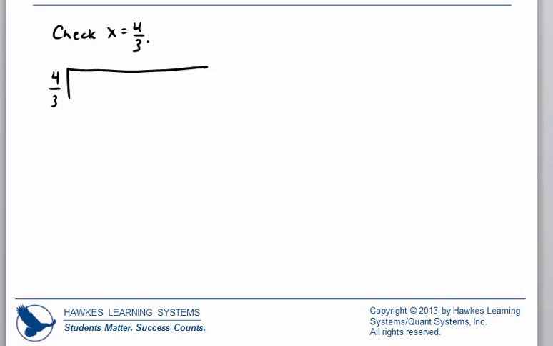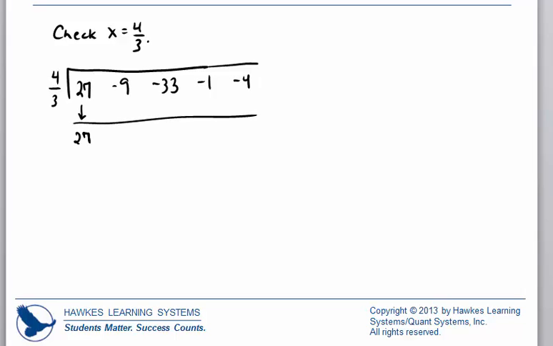So I am going to divide 4/3 into my original function, which is going to look like 27, -9, -33, -1, and -4. We're going to drop the 27. Now, you may find here, especially with this fraction, that your calculator makes life a little easier. So we're going to multiply 4/3 times 27. That's going to give me 36. We add it to -9, and it gives me 27 again.